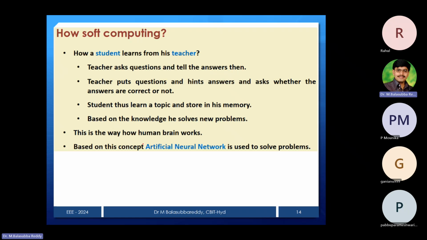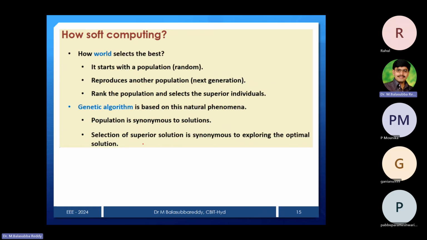The human brain also works that way. We observe, we watch something, and we are able to learn from that, and from how others are behaving or how others are doing things. A student or a human will learn continuously. That is feedback in nature, and it will develop. So based on this concept, the artificial neural network is used to solve problems.